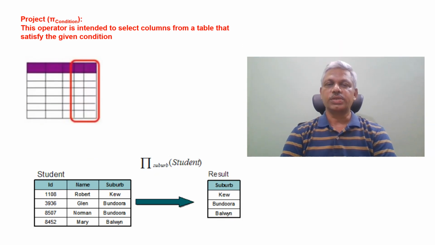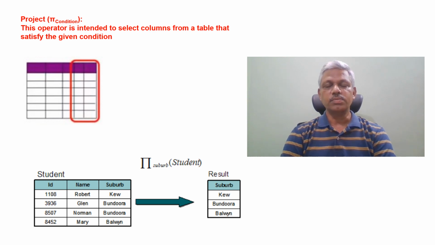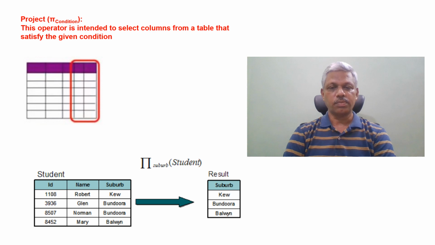Project is the next operation. Similar to select, which identifies the rows, project identifies the columns from the table. There may be any number of columns, but whatever columns you specify in the projection operation, it retrieves only those columns from the table. So in this case again, from the students table, if we want to project only one column, suburb, we can specify pi, which is the notation we use for projection. Pi suburb on students gives you only one column. Like this, we can specify any number of columns.